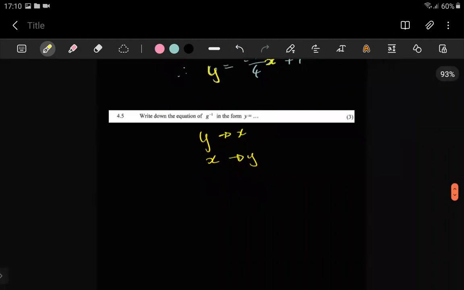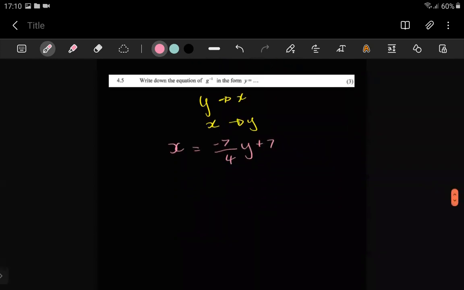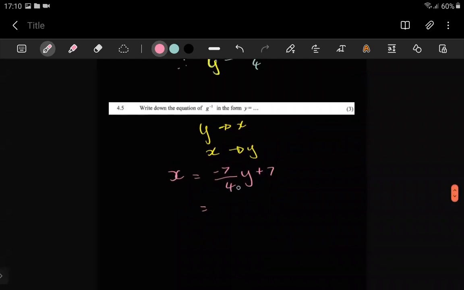And then here, Y, you're gonna write it as X, and then you have -7/4, right? The X here, you're gonna write it as Y, and then you have +7 over there. And then here, you need to make Y the subject of the formula. So making Y the subject of the formula, you're gonna have to take the 7 to the left, becomes a negative. And then this is where it gets interesting, but not that interesting.